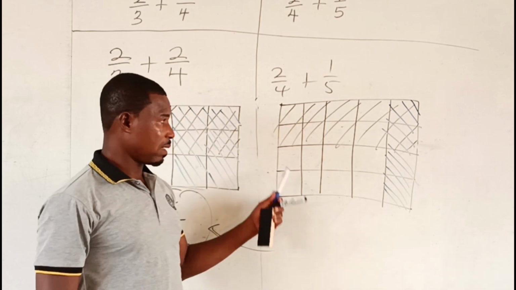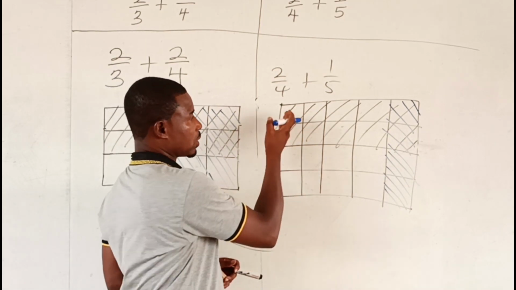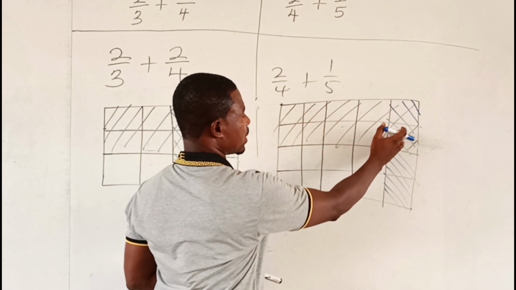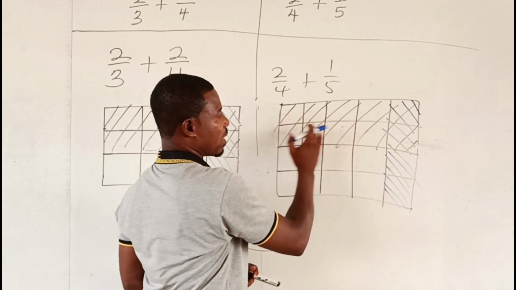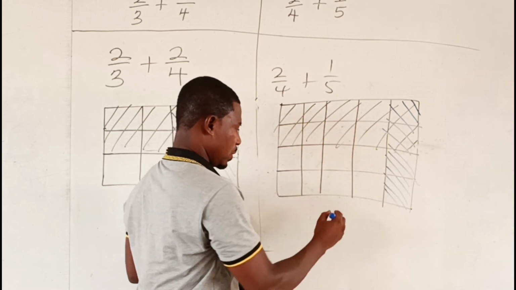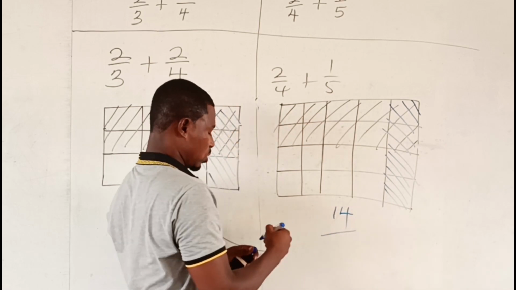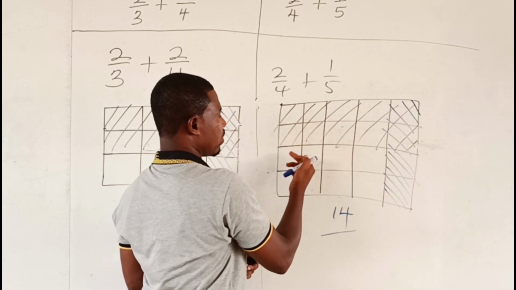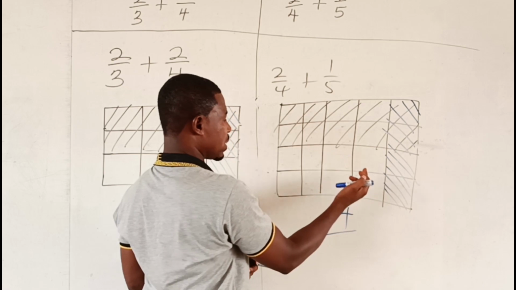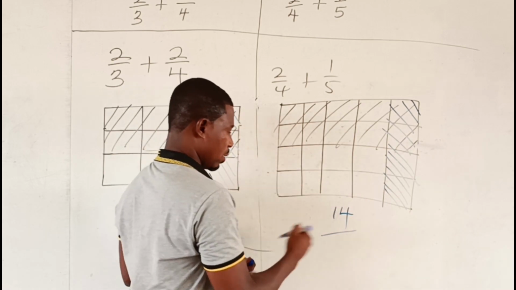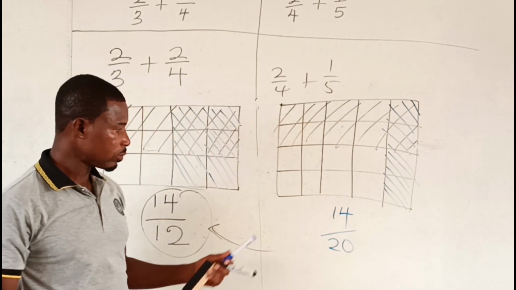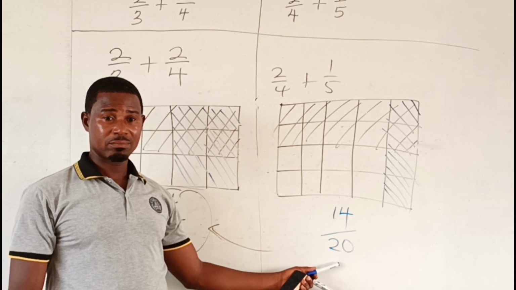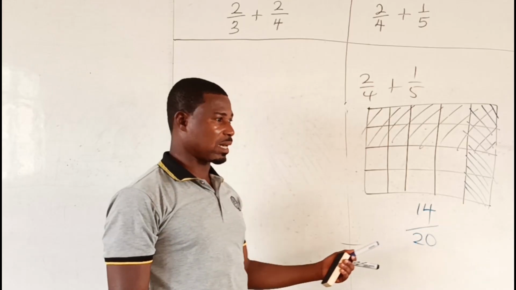Good. Let's count the shaded portions. 1, 2, 3, 4, 5, 6, 7, 8, 9, 10, 11, 12, 13, 14. So we have 14 shaded areas, all out of, let's count, 1, 2, 3, 4, 5, 6, 7, 8, 9, 10, 11, 12, 13, 14, 15, 16, 17, 18, 19, 20. Good. So this is with the use of the diagram. Let's try the calculations. Let's see how the calculation goes.